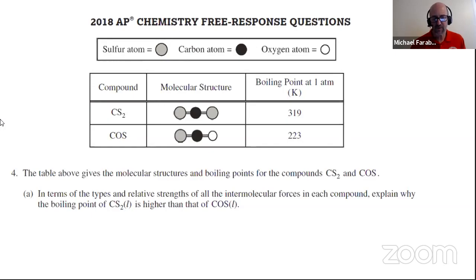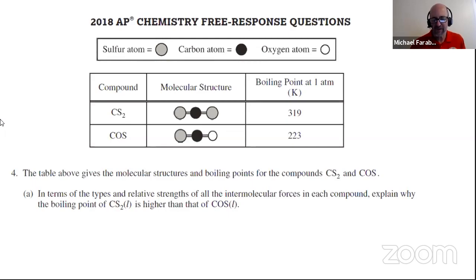CS2 is nonpolar because of the symmetry and the dipoles cancel out. COS is polar because you don't have the same symmetry and the dipoles do not cancel out. So another example of a nonpolar molecule that actually, because of its larger electron cloud, has stronger attractive forces. How can we tell? Because it has a higher boiling point. In terms of the types and relative strengths of all the intermolecular forces, explain why the boiling point of CS2 is higher than that of COS.